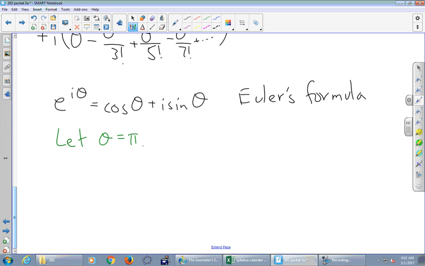And so that means that e to the i pi equals what? Cosine pi plus i sine pi, right? All the thetas become pi's. And what is cosine of pi? That's -1, and plus i times sine of pi, that is 0. So this whole thing is just -1. So what that means is that e to the i pi is -1.